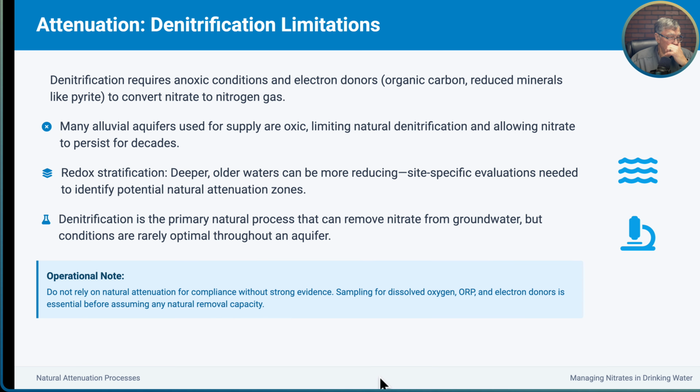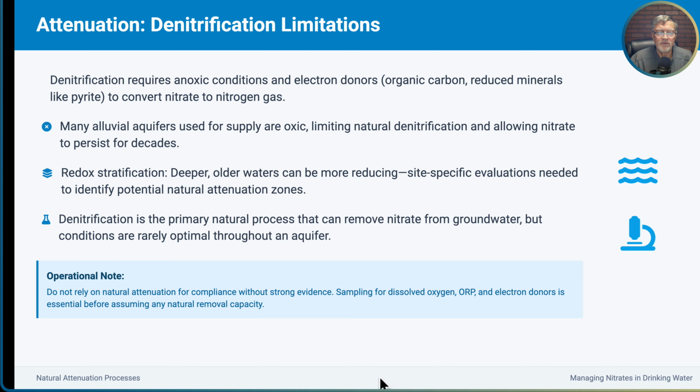All right, attenuation, denitrification limits. Denitrification, which is the process of reducing nitrates to nitrogen gas in groundwater and soil, requires anoxic conditions and electron donors, so organic carbon and reduced minerals like pyrite, to convert the nitrate to nitrogen gas. Anoxic conditions are reducing conditions, or low oxygen conditions. So basically, that's what shallow water is not.